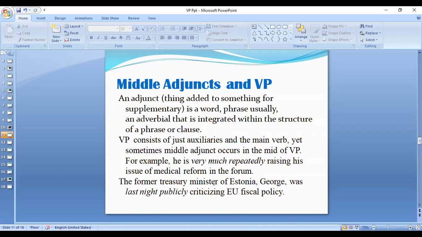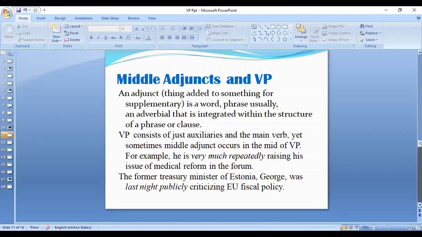The former Treasury Minister of Estonia, George, was last night publicly criticizing EU fiscal policy. Here, in between was and criticizing, last night publicly is also a middle adjunct. So we must be familiar with this concept as well. A verb phrase can contain this middle adjunct in between too.